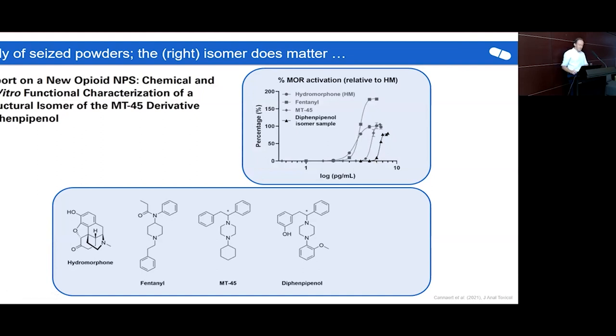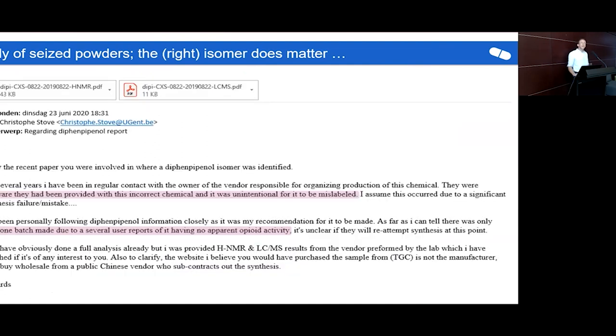A very long story short, it wasn't difenpipanol, it was actually an isomer of difenpipanol. Rather than the hydroxy group being here, it was over here, which then explained why it had only weak activity. We published this, and just shortly after, I got an email from someone saying: I saw a recent paper. For several years, I've been in regular contact with the owner of the vendor responsible for organizing production of this particular chemical. They were unaware they had been provided with this incorrect chemical, and it was unintentional for it to be mislabeled. So sort of, my apologies.